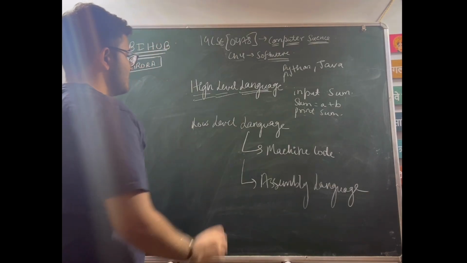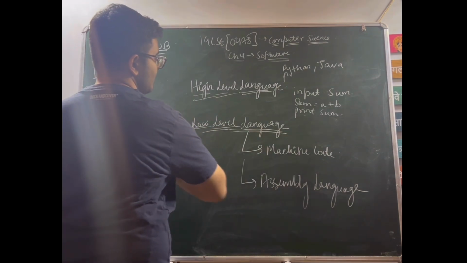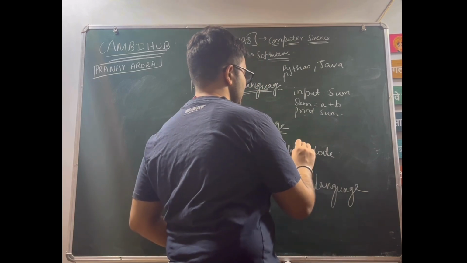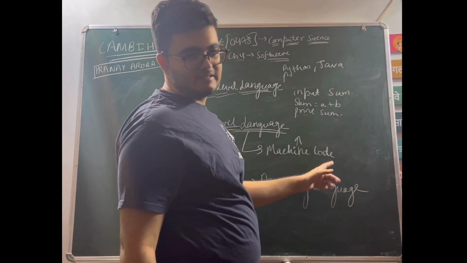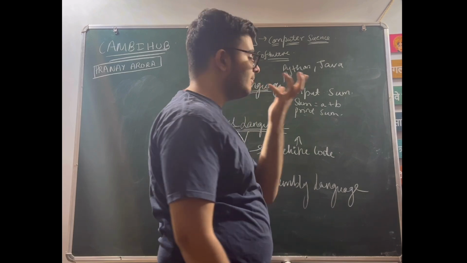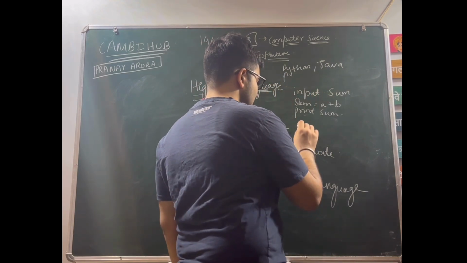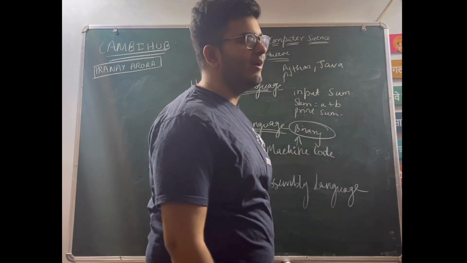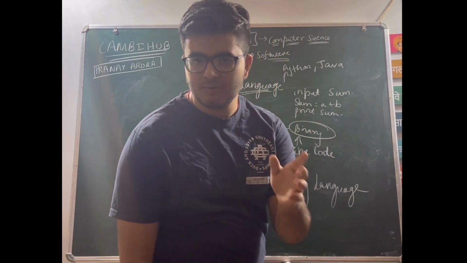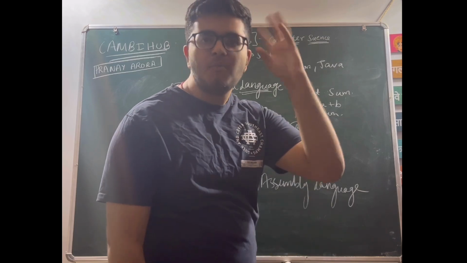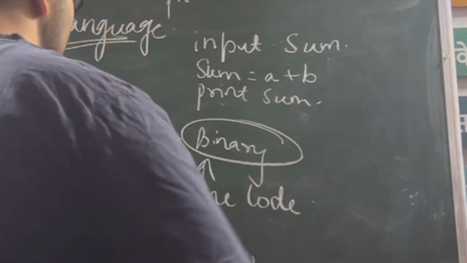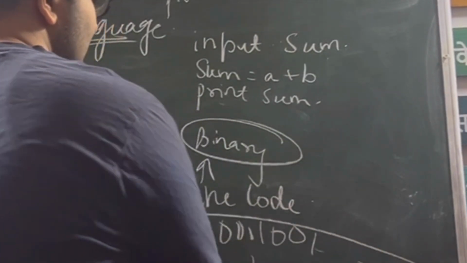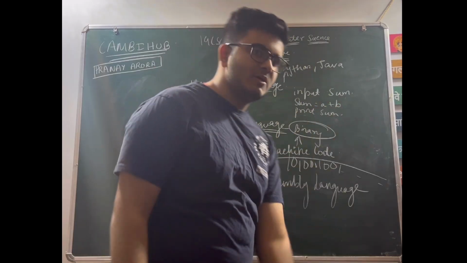Low-level languages, machine code. How do you identify machine code? First of all, it is directly accessed by the system. So this is one feature of machine code. Please note it down if you are making notes. Machine code is binary. How would you identify binary? Where you see 1s and 0s, different combinations of 1s and 0s, which boggles your brain, something like 1 0 1 0 0 1 1 0 0 1. This is how you identify machine code.